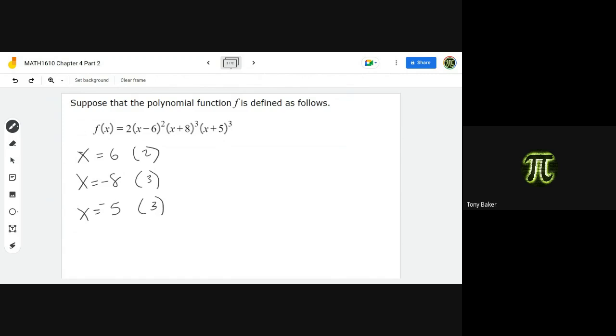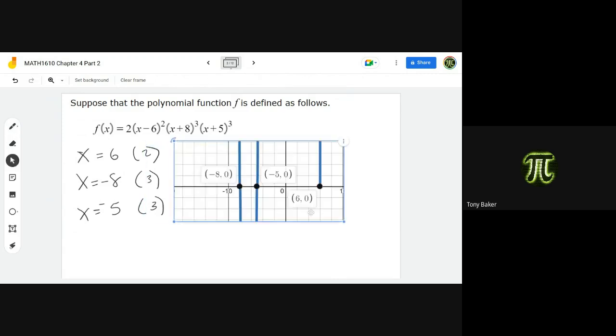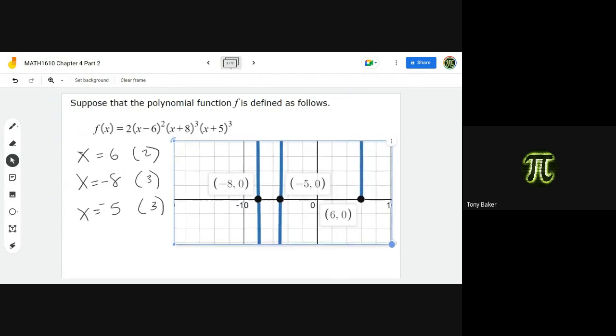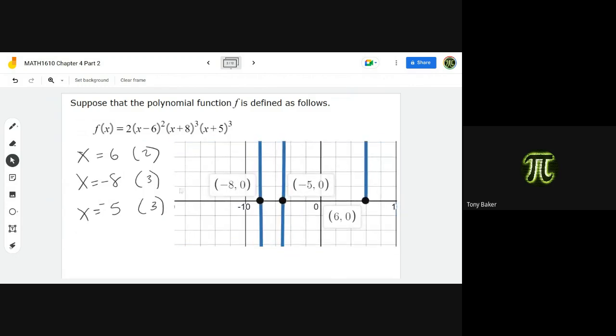And if we look at the graph for this one, like we were talking a minute ago, you can see how the multiplicities of 3, the odd ones, go through at -8 and -5. And then the multiplicity of 2, the 6, touches and turns around.